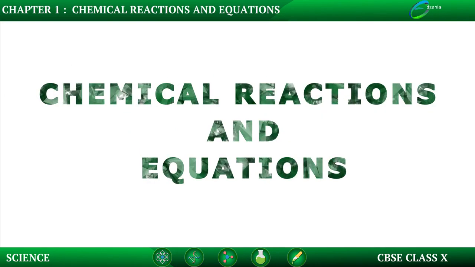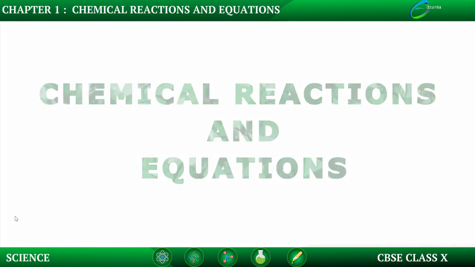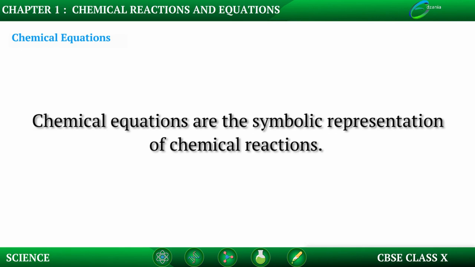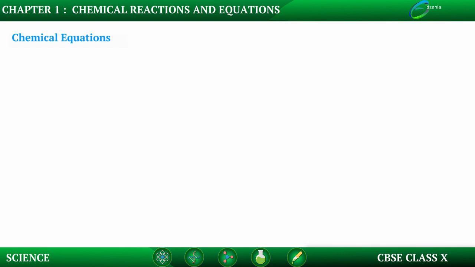Chemical reactions and equations. Chemical equations. Chemical equations are the symbolic representation of chemical reactions. These are the simplest forms of representing a chemical reaction.